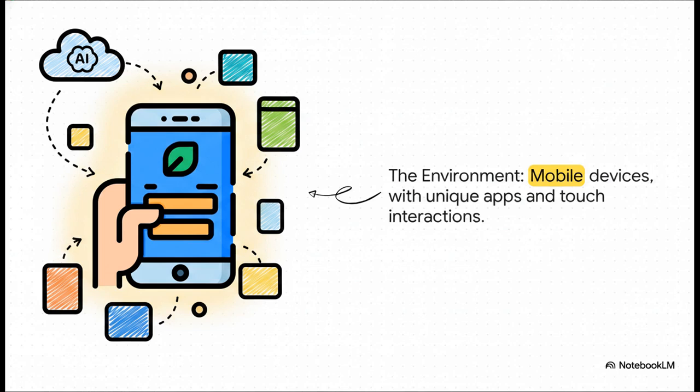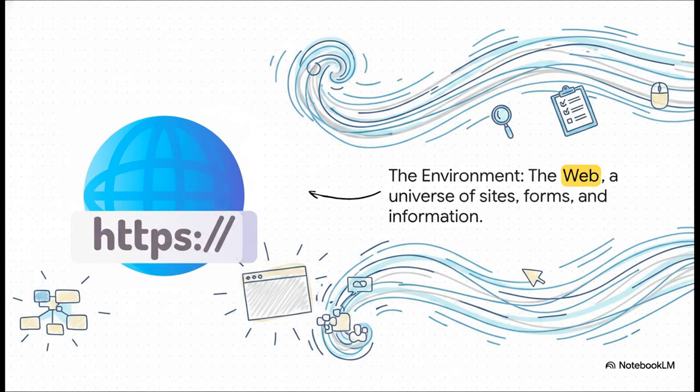That environment could also be your mobile phone. And that brings a whole new set of challenges. You've got smaller screens, totally different app layouts, and touch controls like swiping and tapping. And of course, we have to talk about the biggest environment there is, the internet itself. An OS agent can surf websites, fill out forms, and navigate this practically endless universe of information, just like you or me.